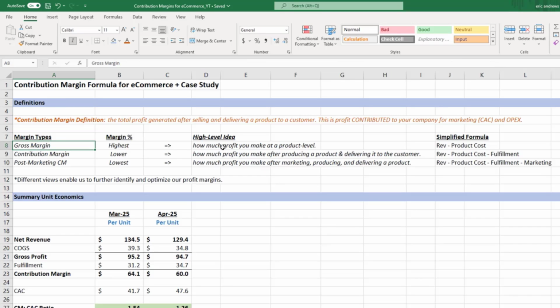So some of these ideas are used interchangeably. Often people say gross margin when they mean contribution margin and vice versa. So it's important to define them according to how you're running your business and then measure them as unique ideas.